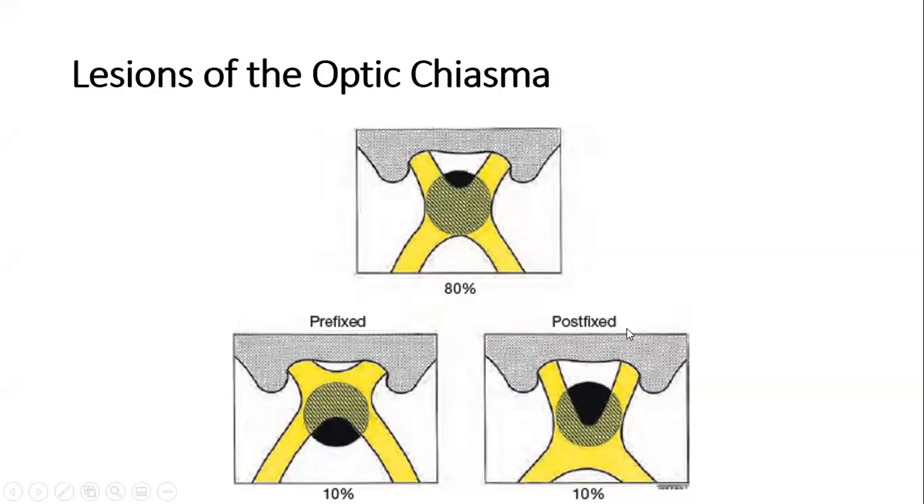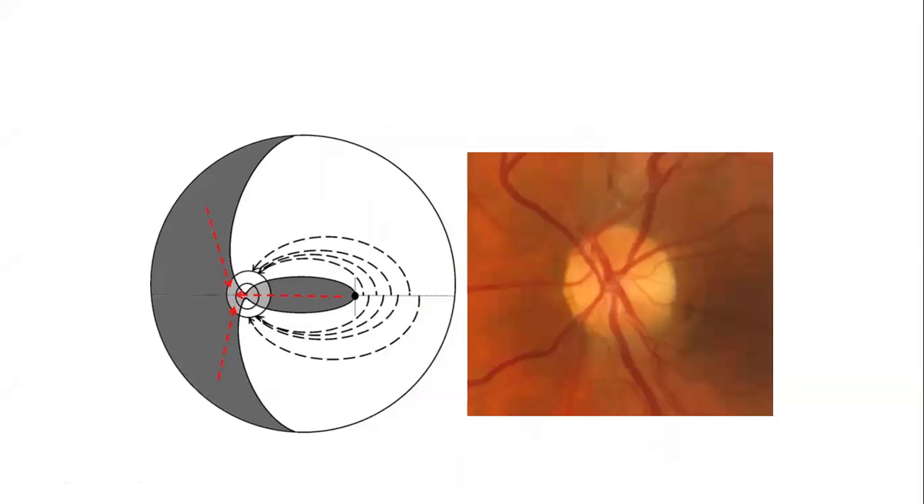And post-fixed chiasma is that the chiasma is behind. So when the pituitary gland enlarges, it is going to compress the junction of the optic nerve and chiasma. So this will cause a junctional scotoma, right? So this is with regards to optic chiasmal lesions.